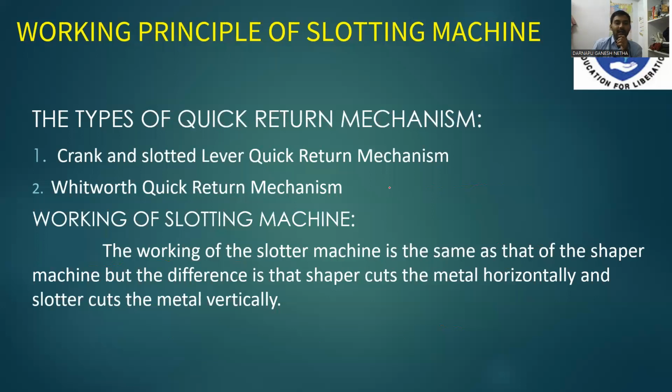Types of quick return mechanism: crank and slotter lever mechanism with work quick return lever. Working principle of slotting machine. The working of a slotting machine is the same as the shaper machine, but the difference is the shaper cuts the metal horizontally and the slotter cuts the metal vertically. These points we already discussed in the first slide.